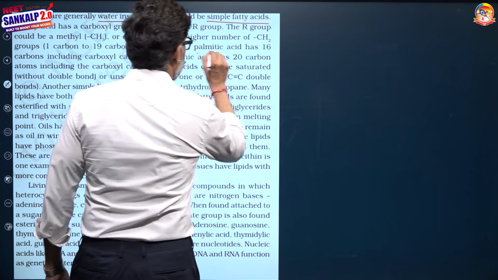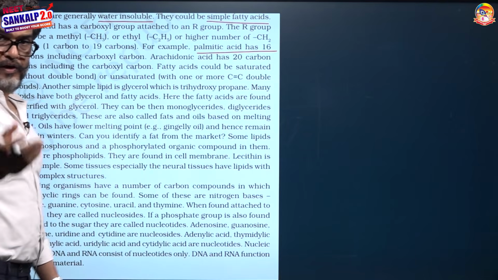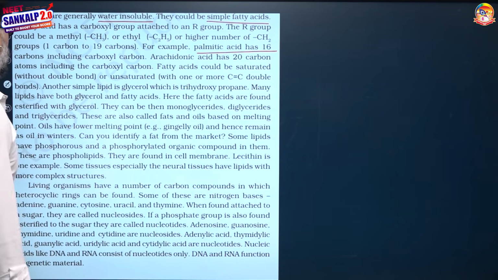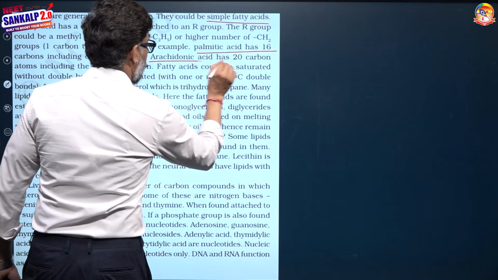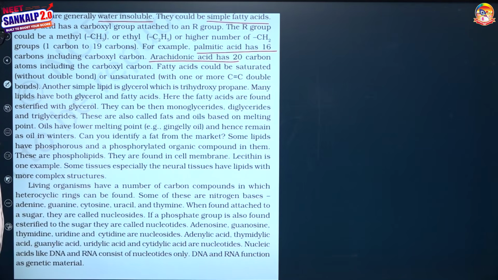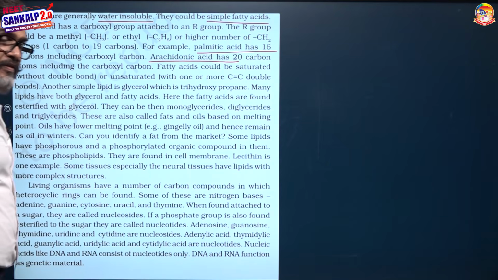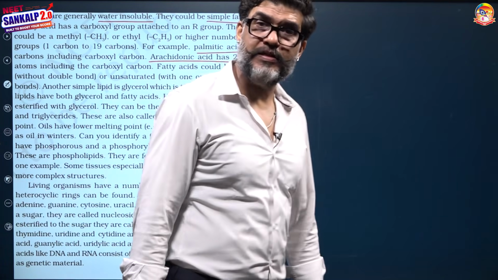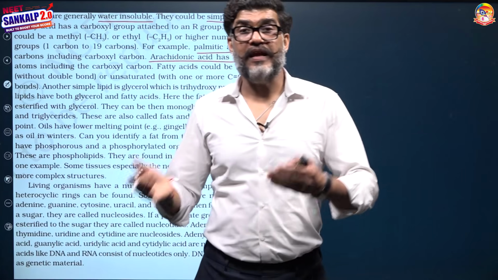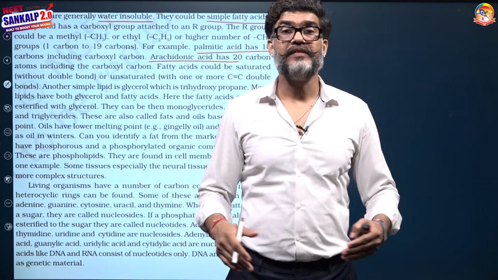Palmitic acid means 16 carbon including the carboxylic acid. Arachidonic acid is 20 carbon including the carboxylic group. Palmitic acid is a 16 carbon containing fatty acid. Stearic acid is an 18 carbon containing fatty acid.